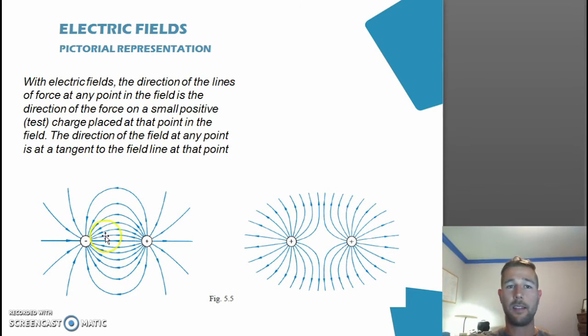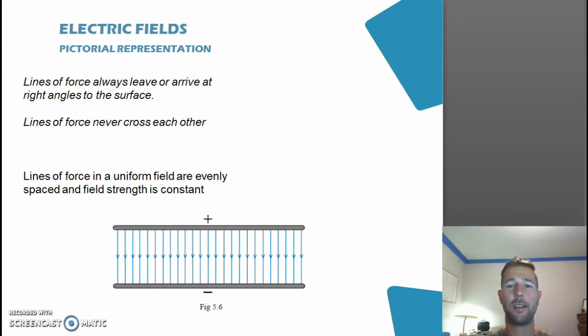So if we look at this example on the left, if we release a positive test charge in this location, it will be repelled by this charge in the direction of the arrows. And you can see as it moves, it will move around in this direction, suggesting it is attracted to this charge. So as a positive test charge is an opposite sign to the negative, it will be attracted to this charge. Now, the lines of force always arrive and leave a surface at right angles.